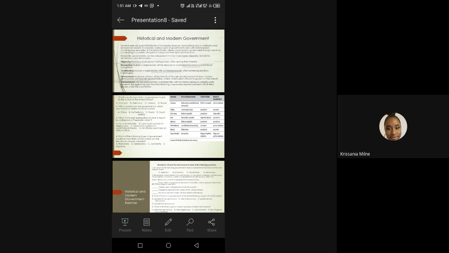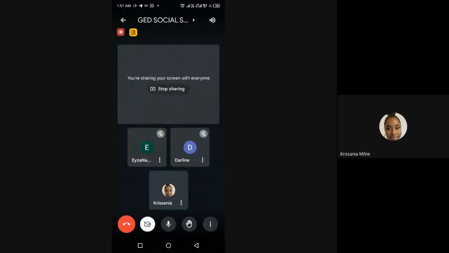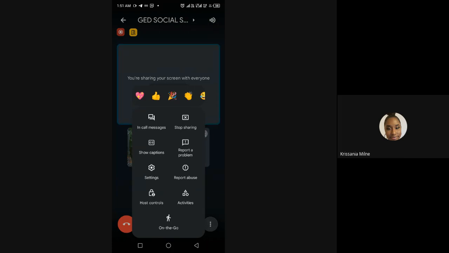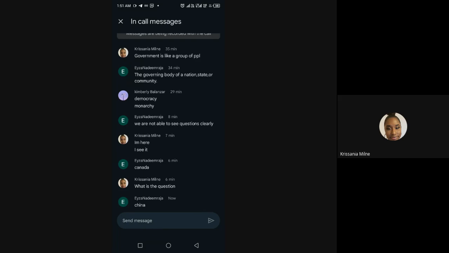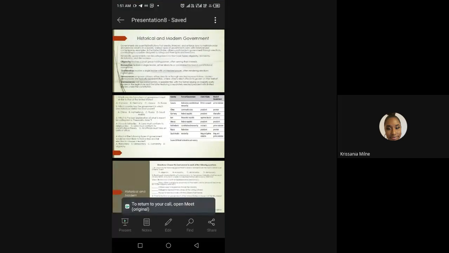So check the chat on the right side and you'll understand. Okay, I see it. You say it now. Good. All right. You can type on the chat box, the rest of you, if you can't speak. So what's your answer now? Russia. Someone said China. You're close, but pay attention to the chat on the right and I think you'll get it.